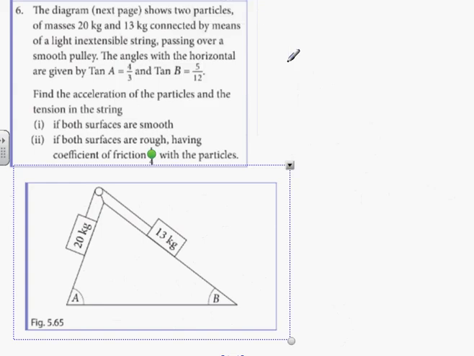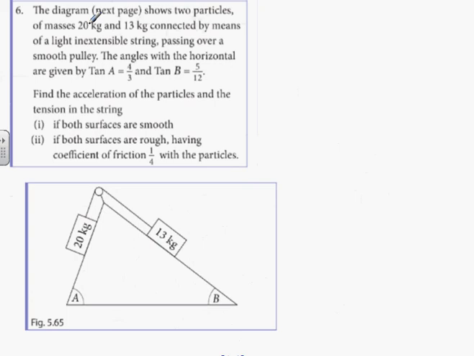What we get next is a diagram. It shows two particles of masses 12 kilograms and 13 kilograms connected by means of a light inextensible string passing over a smooth pulley. The angles with the horizontal are given by tan A equals 4 over 3 and tan B equals 5 over 12. Find the acceleration of the particles and the tension in the string. If both surfaces are smooth is part 1. Part 2, if both surfaces are rough, having a coefficient of 1/4 with both particles.